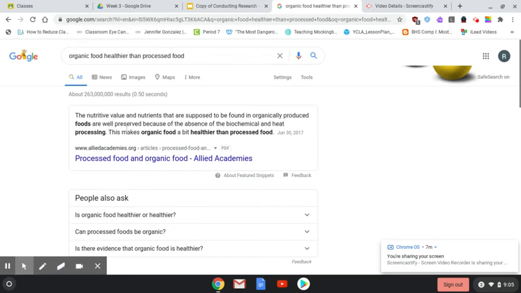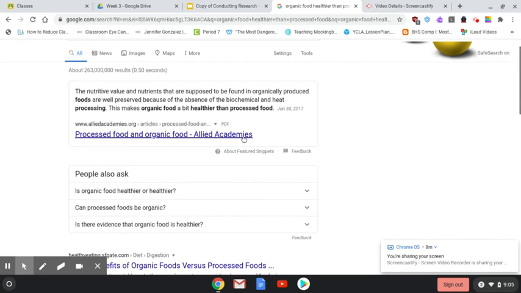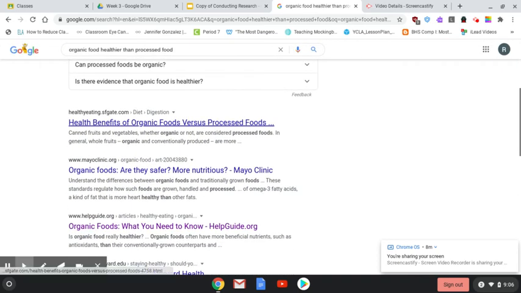We have: the nutritive value and nutrients that are supposed to be found in organically produced foods are well preserved because of the absence of biochemical and heat processing. This makes organic food a bit healthier than processed food. This is a statement, and I feel like they could give us a little more information. We could look on that to see. It's Allied Academies. It's an organization, though, so anyone can register an organization online.